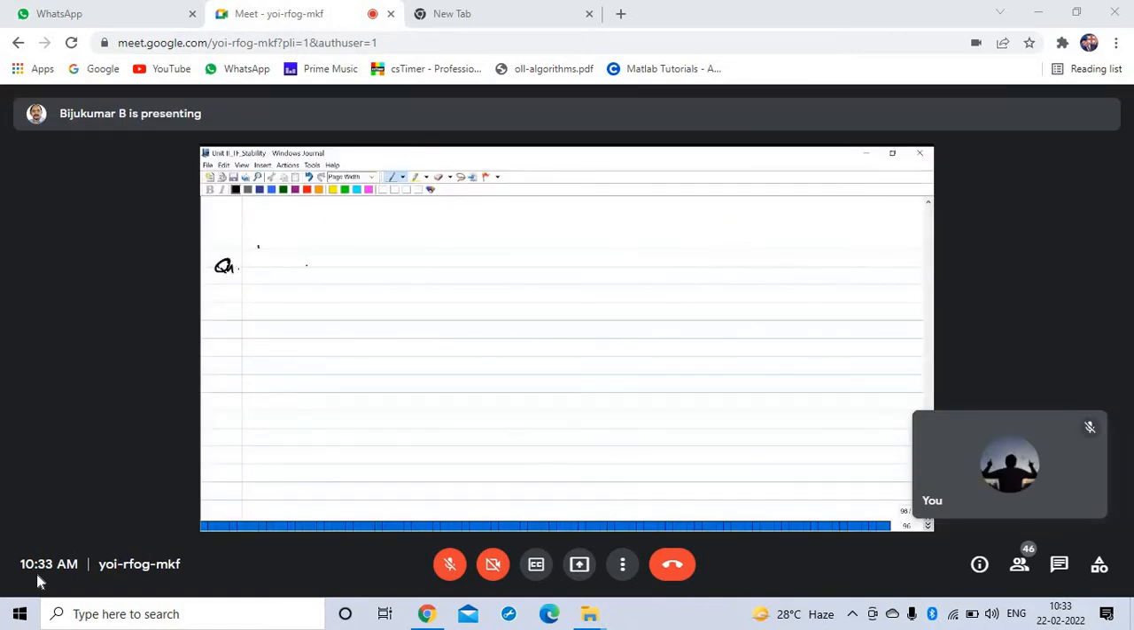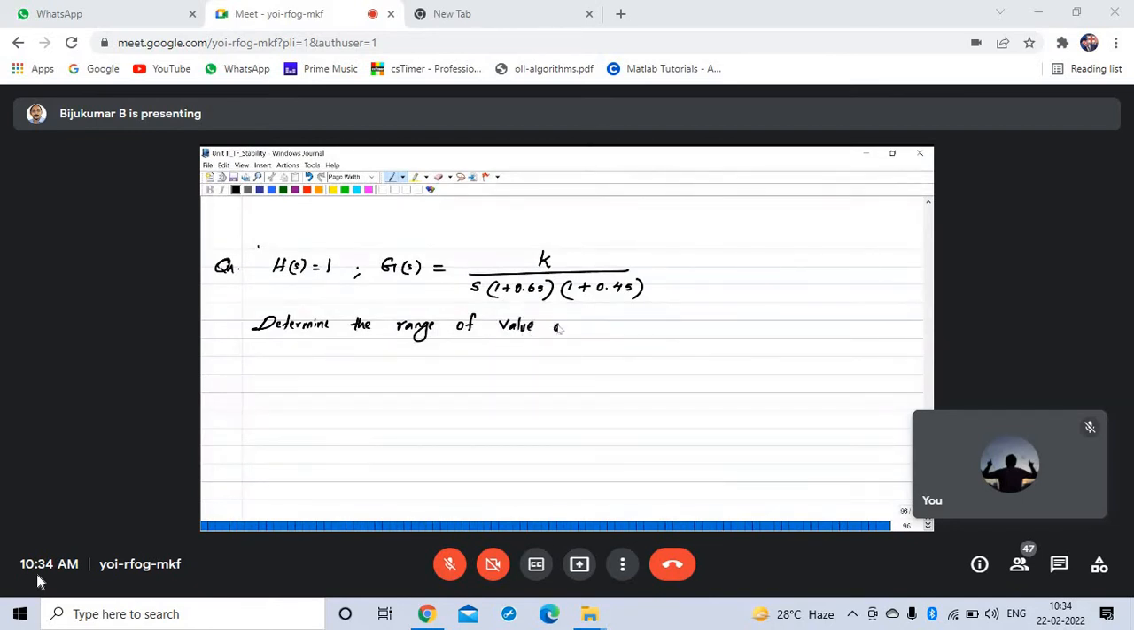Given the system is a unity feedback system, that means H(s) is equal to 1, and the forward path transfer function is given by G(s) equals K divided by s multiplied by (1 plus 0.6s) multiplied by (1 plus 0.4s). The question is, you have to determine the range of value of K as well as the frequency of sustained oscillations.